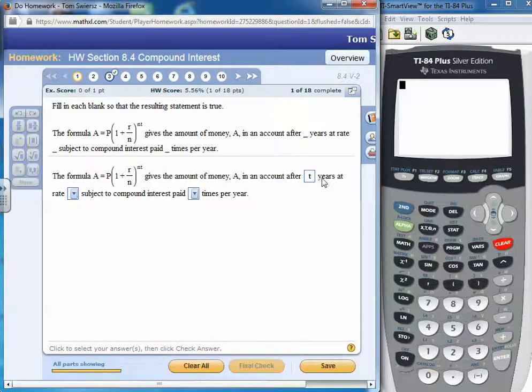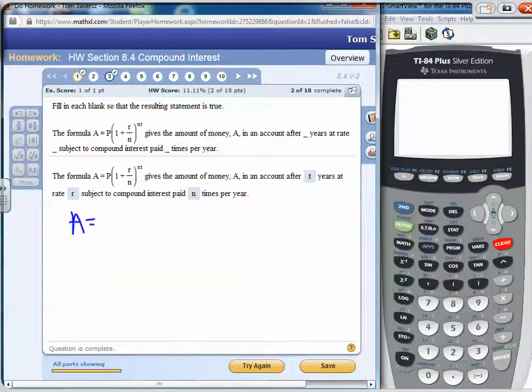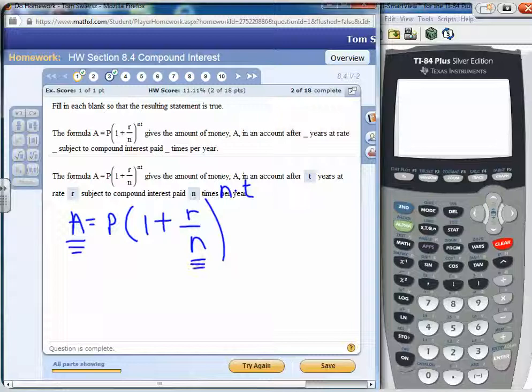So in that exponent, after T years, that's the number of years, at a rate, interest rate is R in the formula, and subject to compound interest paid N times per year, okay? So again, in this formula, A equals P parentheses 1 plus R over N, raised to the N times T power. That's an exponent. P is the original investment. A is the future amount. R is the rate given. And N is the number of times it's compounded per year.